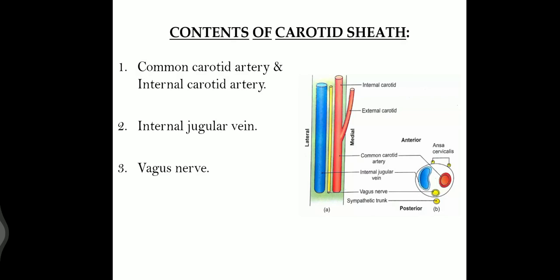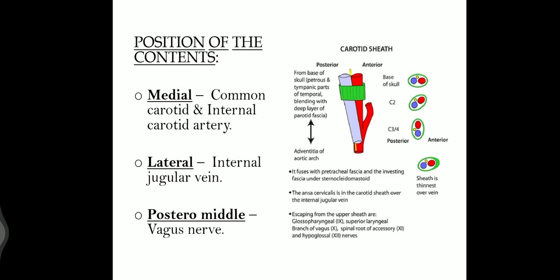So the common carotid artery and the internal carotid artery are the two arteries. Why only the internal carotid artery, not the external carotid artery? If you see the carotid sheath, which extends from the superior mediastinum to the base of the skull, during its course the common carotid artery divides into external carotid artery and internal carotid artery at the level of the upper border of the thyroid cartilage.